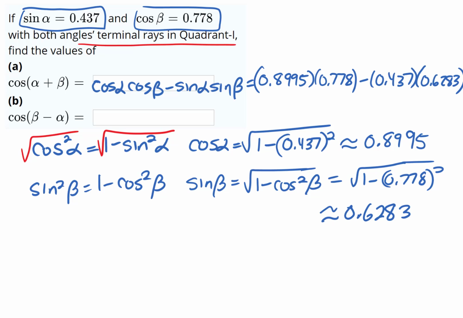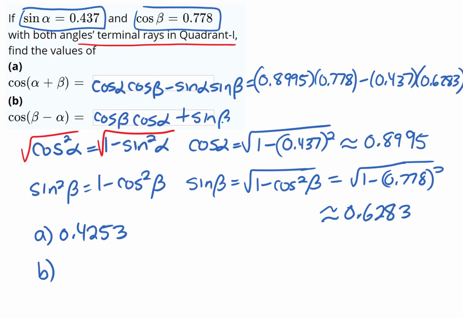Now I just need to multiply these two together and then subtract the product of the second two. So the answer to part A will be 0.4253. Now looking at part B, beta is first, so it's going to be cosine of the first angle, which is beta, cosine of the second angle, which is alpha, and it's a minus there, so it's going to be a plus, sine of the first angle, which is beta, sine of the second angle, which is alpha.